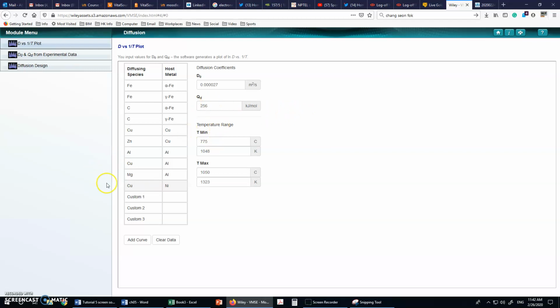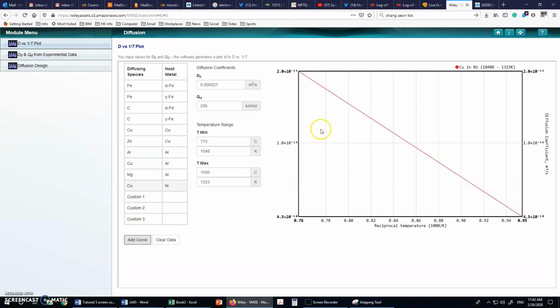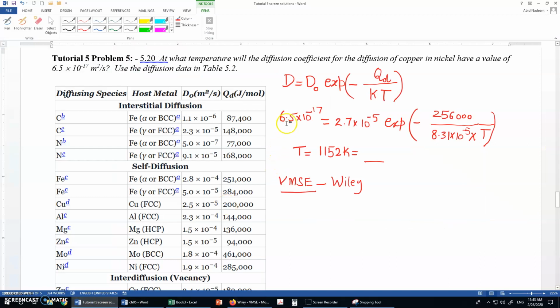If you select copper in nickel over here, you can see that the values for the diffusion pre-exponent and activation energy have been automatically pre-filled. You can see that these are the same values which you got from the table. Now you will click add curve, and the plot of diffusion coefficient versus temperature is shown over here. On this curve you will find the value of the diffusion coefficient. Remember that the diffusion coefficient was 6.5 × 10^-17.